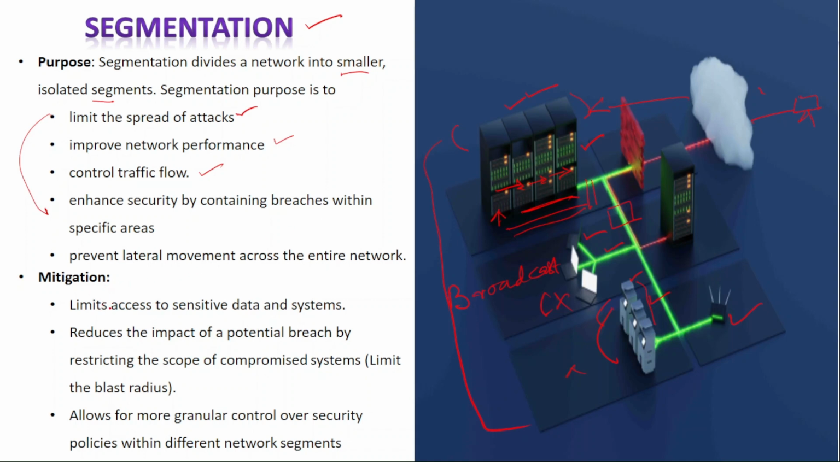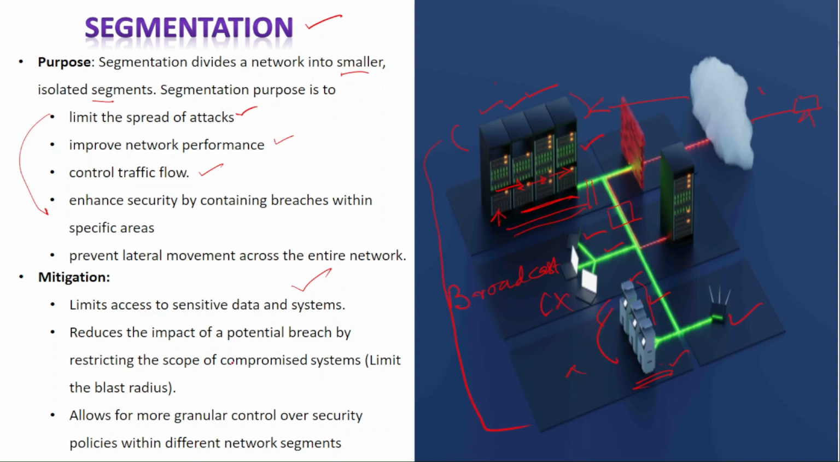Mitigation includes that it helps limit the access to sensitive data and systems, as we studied. So let's suppose you want to restrict external access to only the required server. Let's suppose these are your web servers, and you have sensitive private data in this segment, it will be prevented and it will be secure because no external access is allowed to these servers.